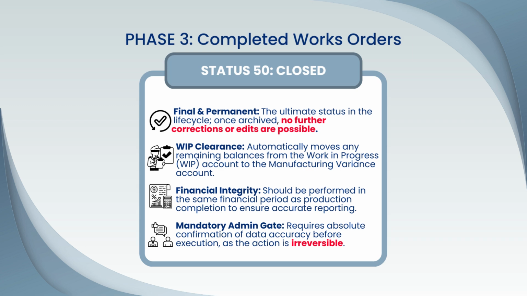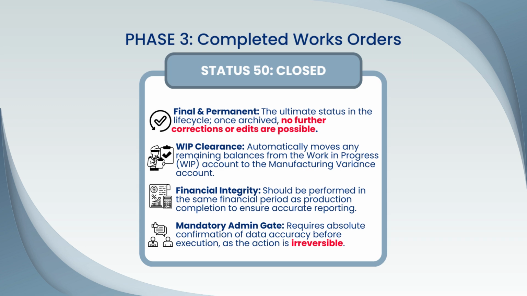Status 50. Closed. This is a mandatory status through which a works order must progress. It is the final status change in the works order's lifecycle, and has the effect of archiving the works order. After this status change, it will be impossible to do any corrections to the works order, and so for that reason it should never be done unless the admin has properly reviewed the feedback entries captured.